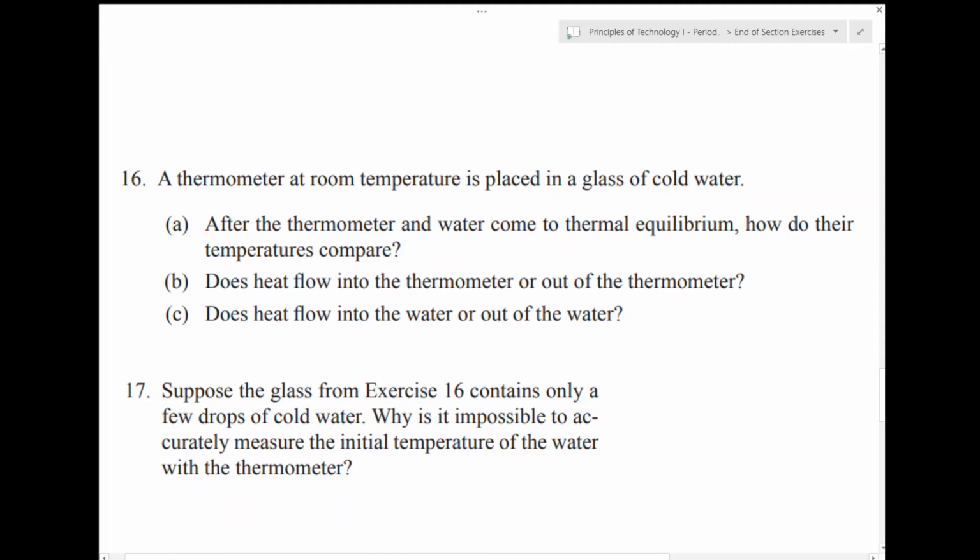Number 16. A thermometer at room temperature is placed in a glass of cold water. After the thermometer and water come to thermal equilibrium, how do their temperatures compare? They're the same. Does heat flow into the thermometer or out of the thermometer? Because the thermometer is at room temperature and the glass of water is cold, heat flows out of the thermometer and into the water. Does heat flow into the water or out of the water? Well, I just answered that.